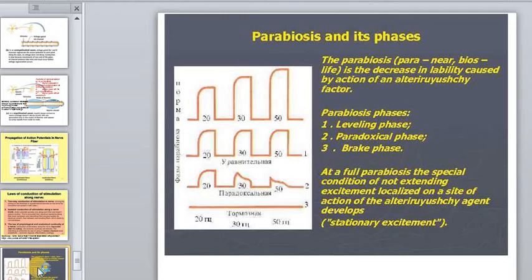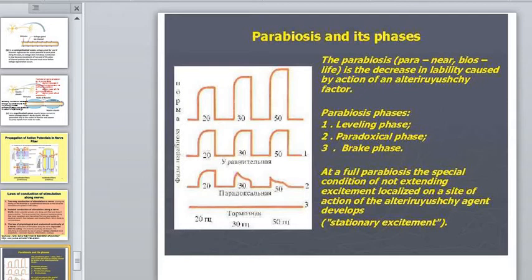We understand this because just two parts of the nerve don't contact with each other. But what happens if the nerve isn't damaged, but this nerve can transmit the signal? This is a parabiotic state, and each state has some phases: leveling phases, paradoxical phases, breakdown phases. And one more video shows this laboratory work.